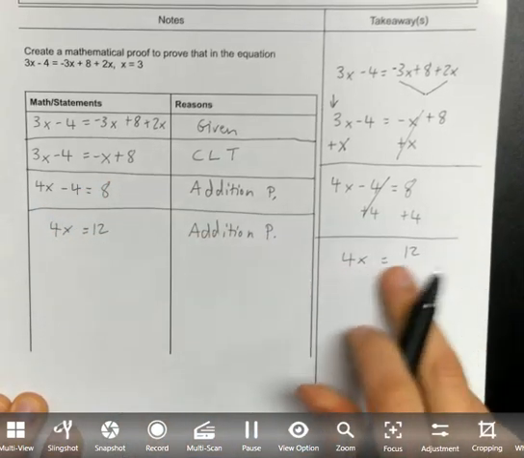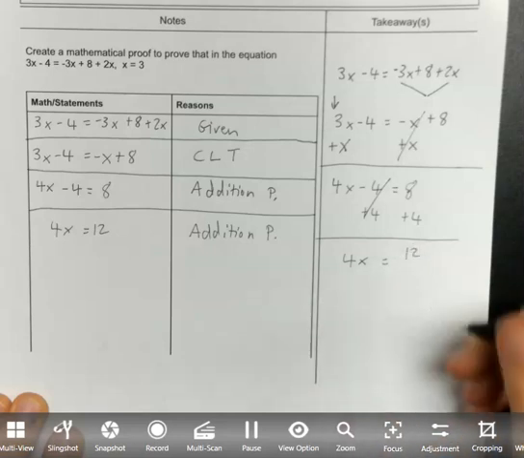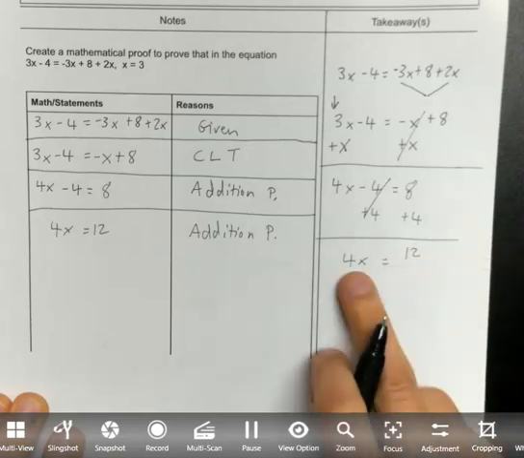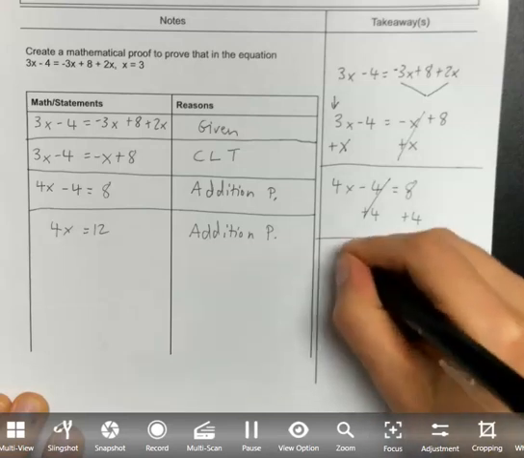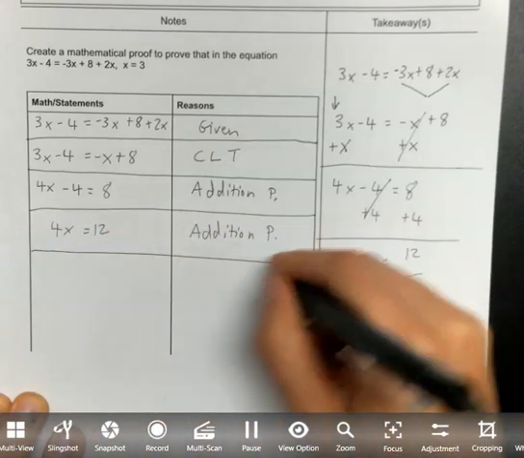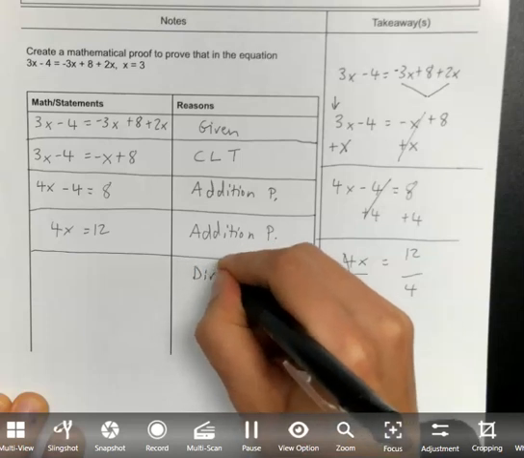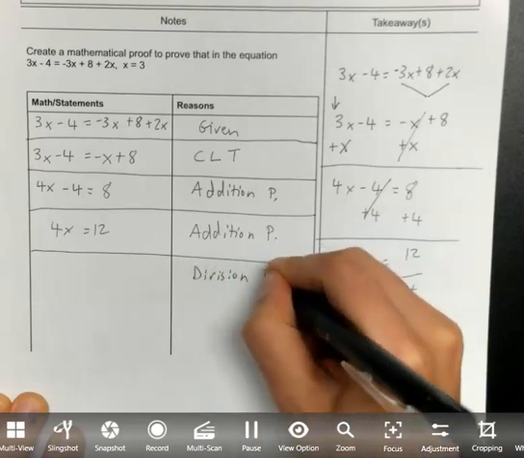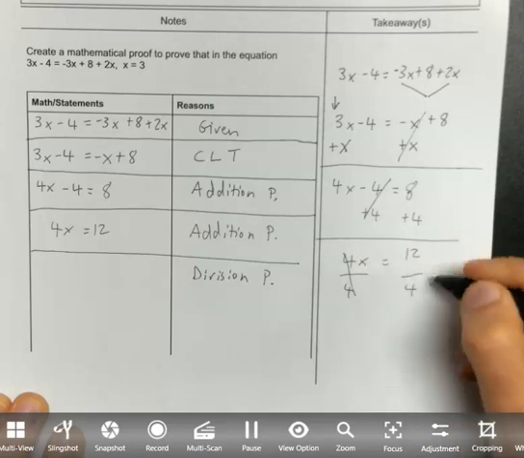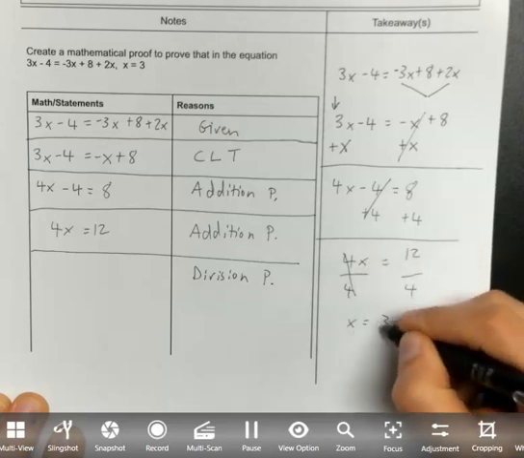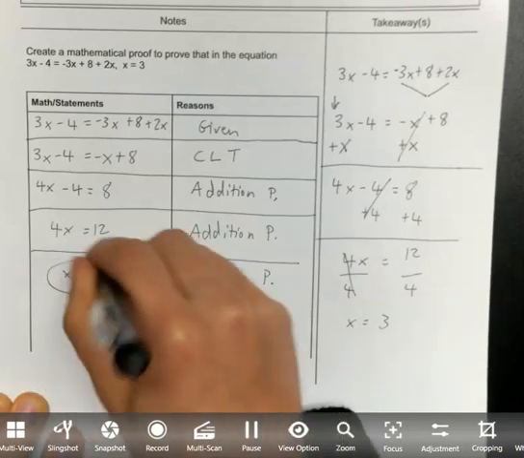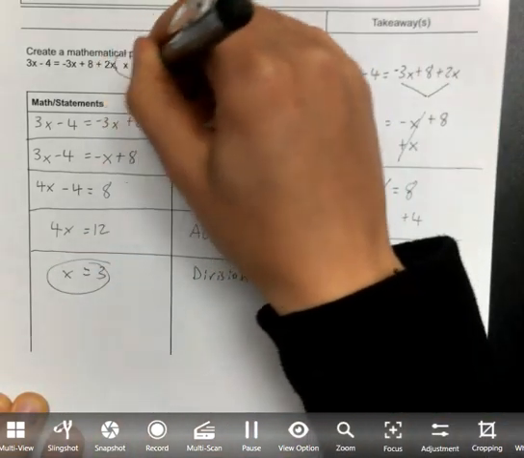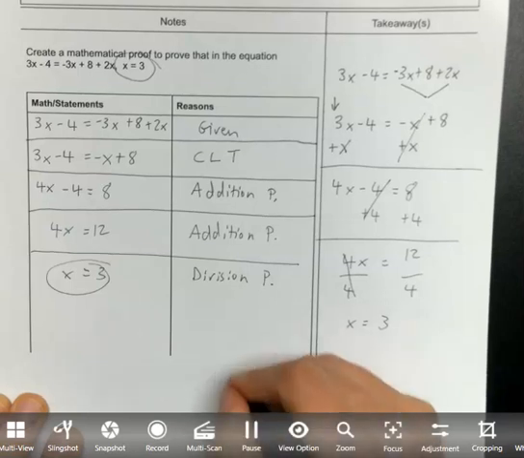All right, last step, what I would do is I would divide by 12 on both sides. No, sorry, divide by 4 on both sides. So divide by 4 on both sides, that's division property. So I end up with x equals 3. So x equals 3. Is this the same thing as this? Yes, it is. So we are done.